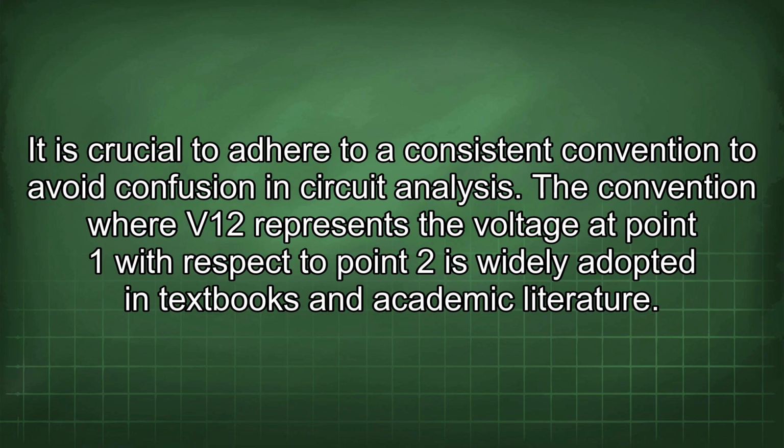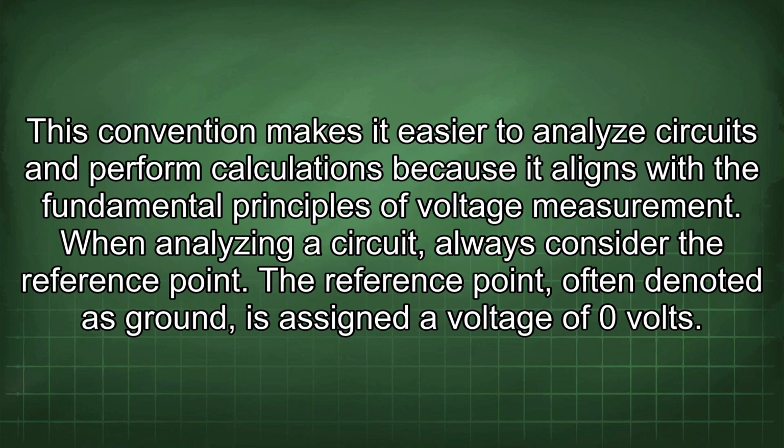It is crucial to adhere to a consistent convention to avoid confusion in circuit analysis. The convention where V12 represents the voltage at point 1 with respect to point 2 is widely adopted in textbooks and academic literature. This convention makes it easier to analyze circuits and perform calculations because it aligns with the fundamental principles of voltage measurement. When analyzing a circuit, always consider the reference point.